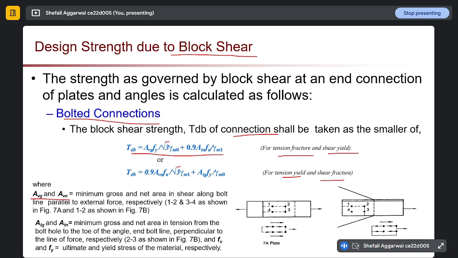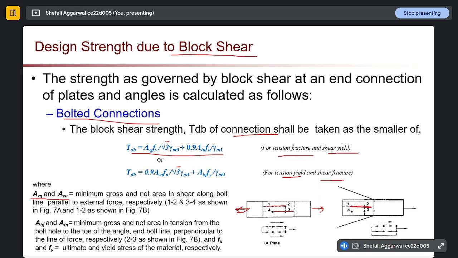AVG and AVN will be the minimum gross and net area in shear along the bolt line parallel to external force. So as we can see here, if our load is in this direction, the areas along 1, 2 and 3, 4 will be given as AVG and AVN. Or in this case, if we see, it will be this part.